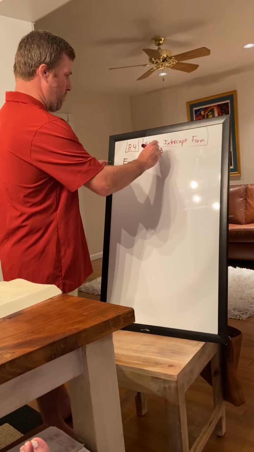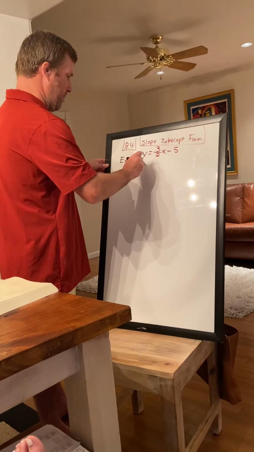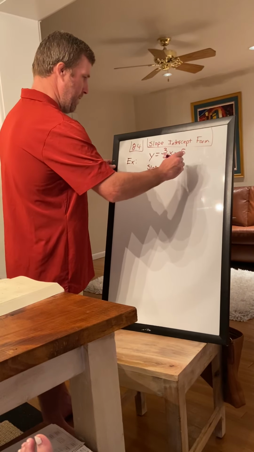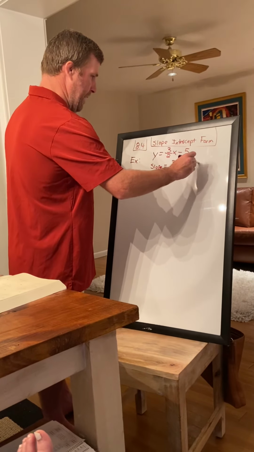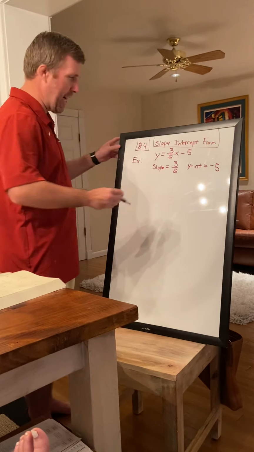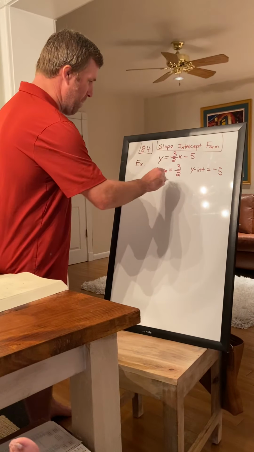Y equals 3 over 2x minus 5. The slope is 3 over 2. And the y-intercept is negative 5. Watch how easy this is, guys. We don't need to do any t-chart. We don't have to pick 3 values. We don't have to plug them in.